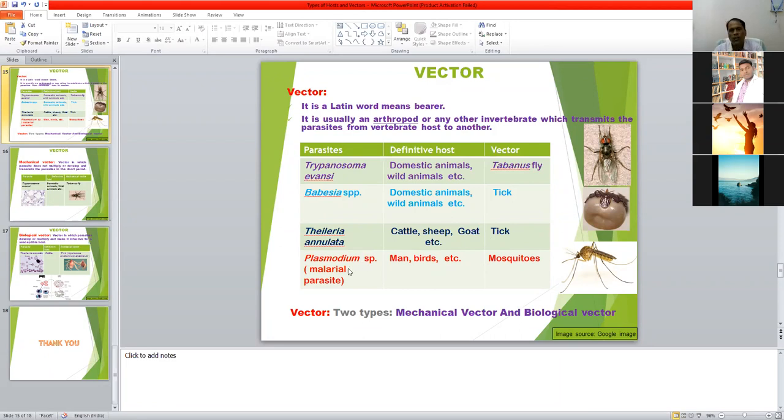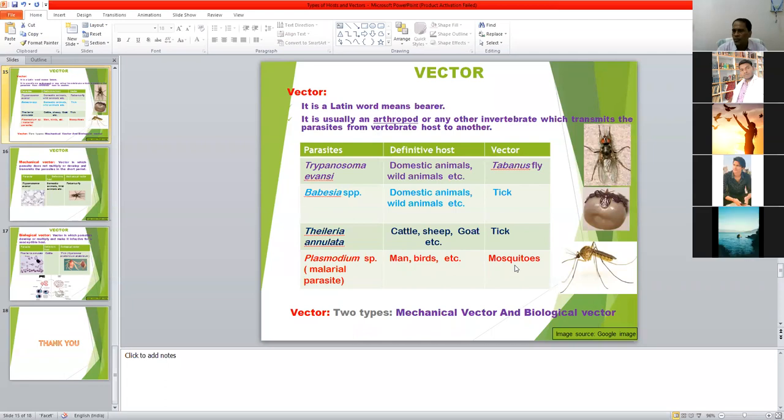Another important one, which you know well, is the Plasmodium species, commonly known as the malaria parasite. Its definitive hosts are man and birds, and the vector is the mosquito. Culex acts as a vector of bird malarial parasites, and the female Anopheles mosquito acts as a vector of the human malarial parasite. So different mosquitoes transmit the Plasmodium species from one host to another host. These are some important examples of vectors.